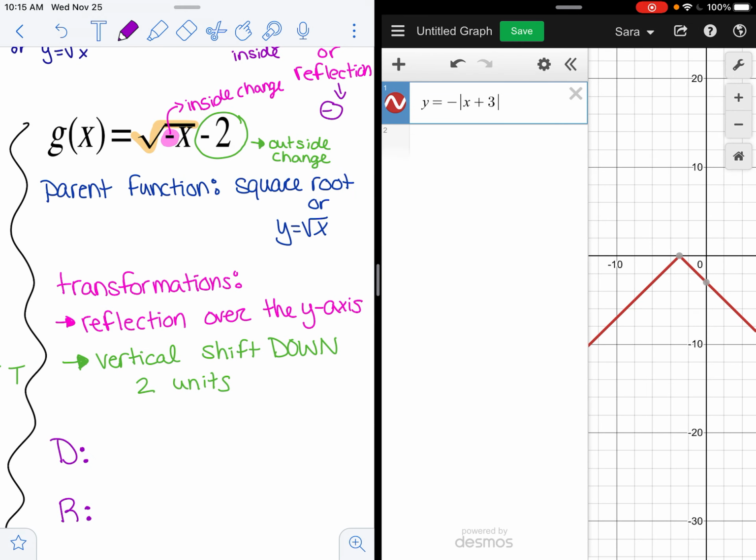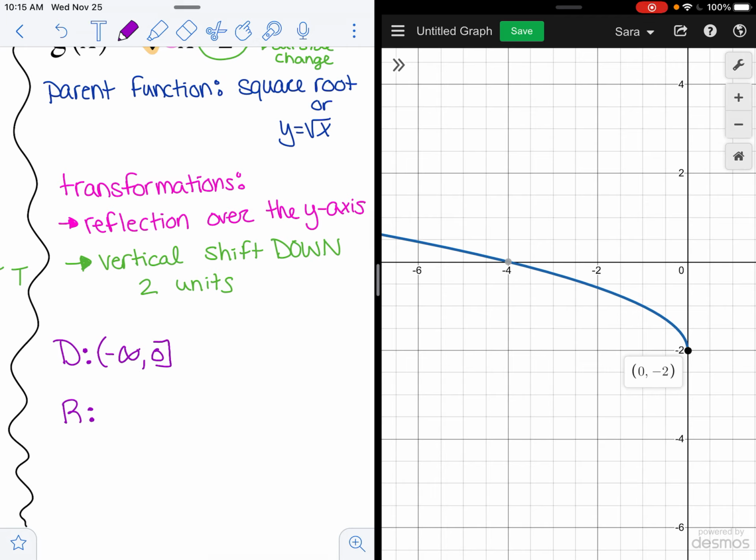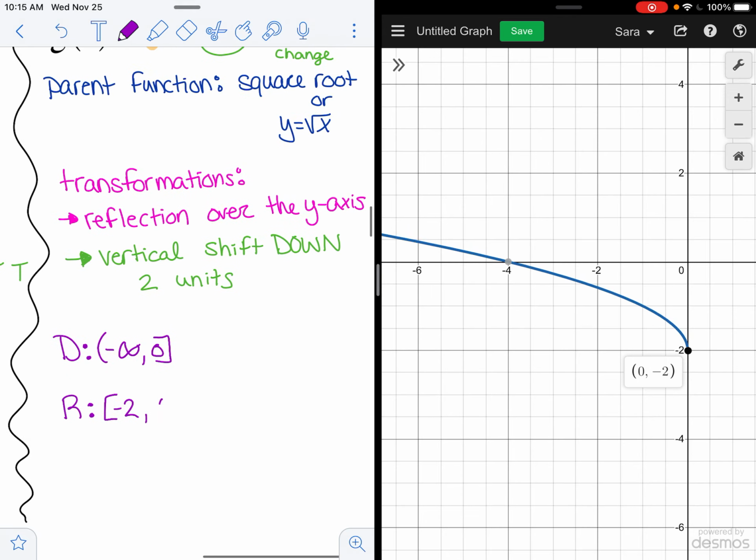And if I keep going left forever, it's going to be negative infinity. So negative infinity to 0. And then I range bottom to top. The lowest y value here is negative 2. And as this goes left, it goes up. So to infinity.